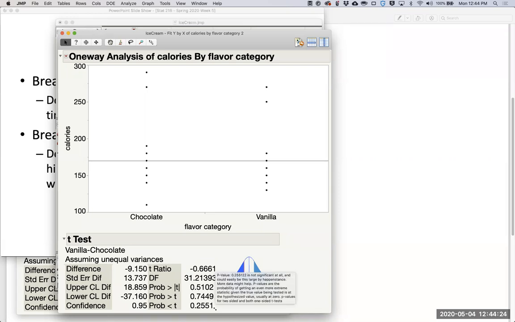My p-value 0.2551 basically says what's the chance that we could have a gap of 9 calories per half cup serving, 9.150 calories per half cup serving, if indeed chocolate and vanilla are the same. Okay, what's the chance that chocolate has more than 9 calories than vanilla on average? 0.25, greater than that 0.05 cutoff. I'm going to believe the alternative. No, I'm going to still believe the null hypothesis. I'm not yet convinced that it is wrong.